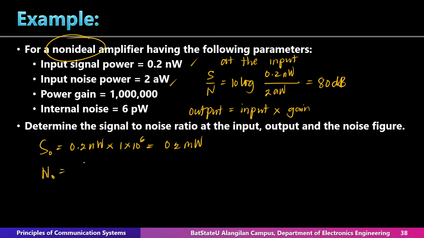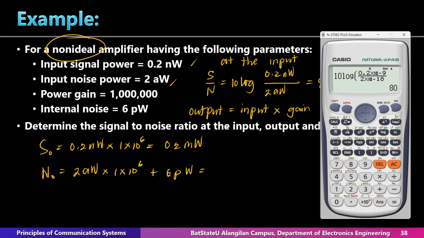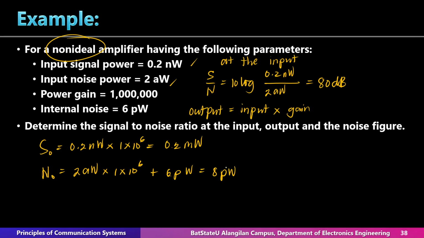Now, how about the noise at the output? The noise at the output is the noise at the input, which is 2 attowatts, times 1 million, or 1 times 10 raised to 6, plus the internal noise of 6 picowatts. Let's compute that. 2 times 1 is 2. Atto is to the negative 18. Negative 18 plus 6 is negative 12, so pico. So we have 2 picowatts plus 6 picowatts, which is 8 picowatts. So now we can determine the signal-to-noise ratio at the output.